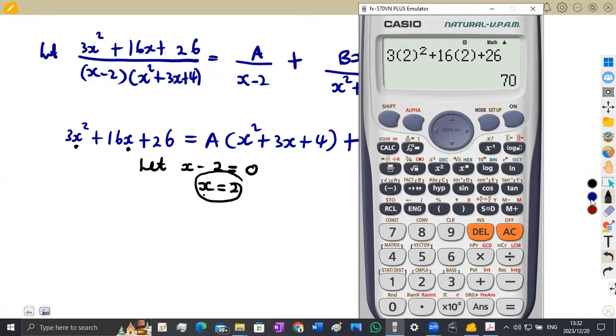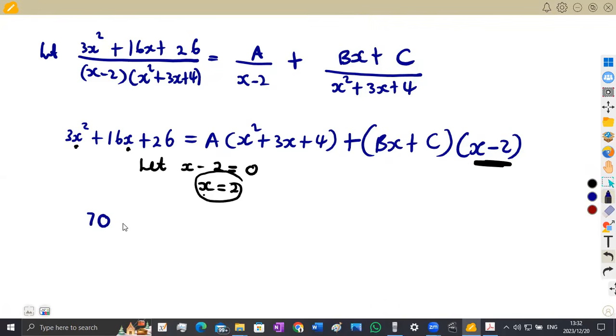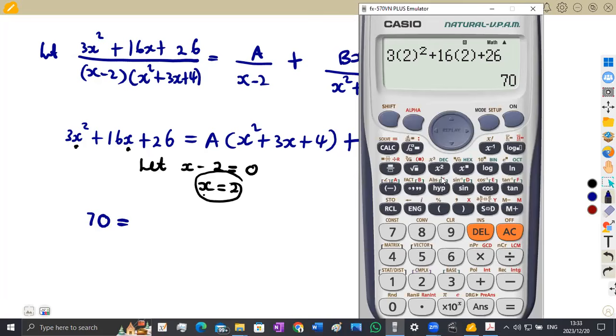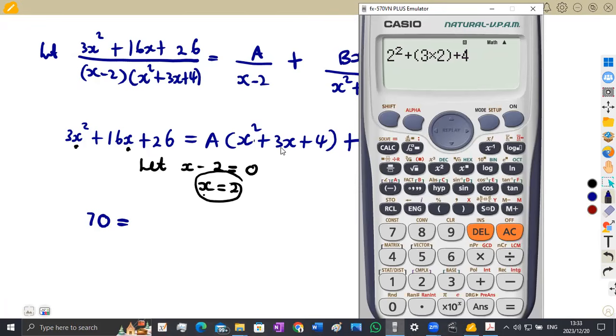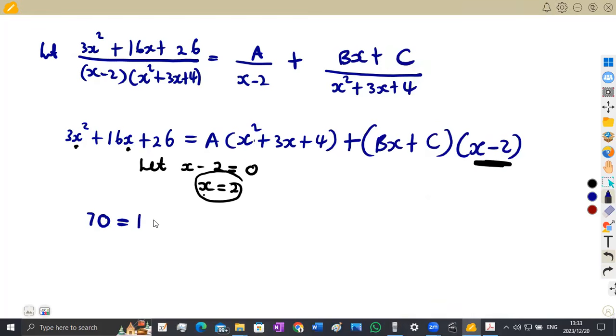All right. So 70 from the left-hand side is equal to, where there's x on this part of the quadratic, we're going to substitute again a 2. So that will be 2 squared plus 3 times 2, plus 4. Wherever there's x, we substitute a 2. This is going to give us 14. But there's an a there, so it's going to be 14a.